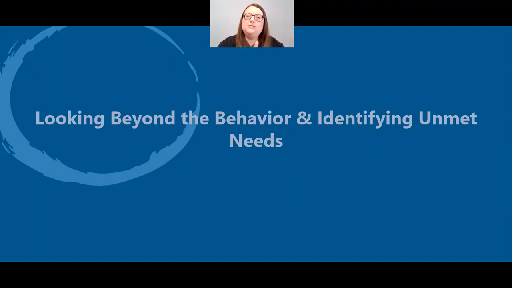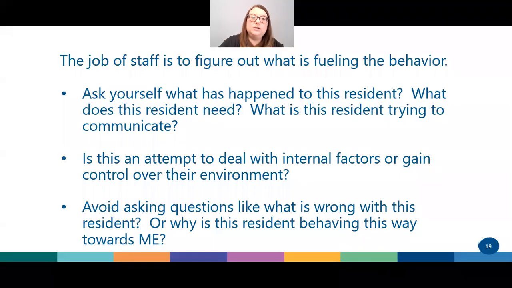Okay, so now that we're starting to really understand our clients and their behavior as it relates to them communicating, as it relates to unmet needs, as it could be relating to trauma, we want to think about looking beyond the behavior to identify what those unmet needs could be that they are trying to communicate to us. So it really is our job as staff to figure out what is fueling that behavior.